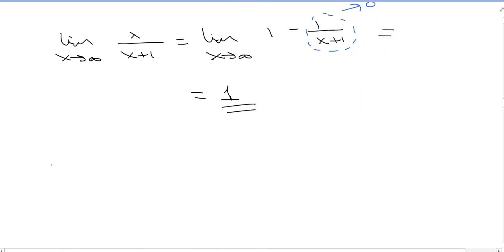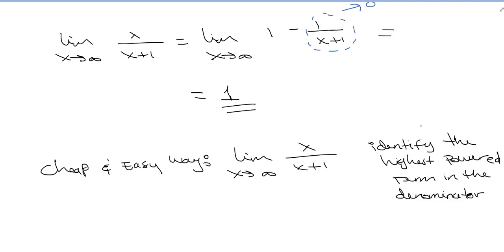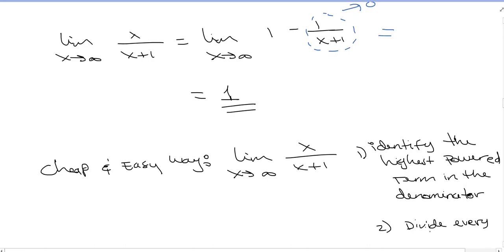Now the cheap and easy way is, as I take the limit as x goes to infinity of x over x plus 1, we identify the highest power in the denominator. Once you've identified the highest power term in the denominator, you divide by that term. So divide every term by that highest power.